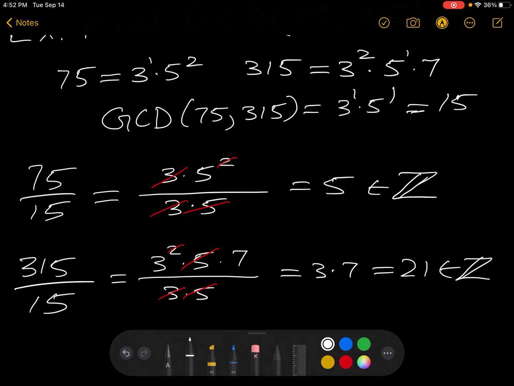So now let's think, why must 15 be the greatest of all common divisors? Why can't there be a common divisor that's bigger than 15?